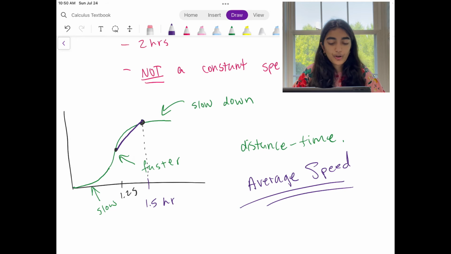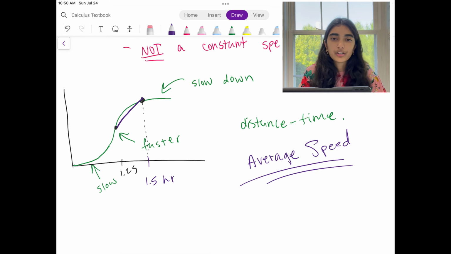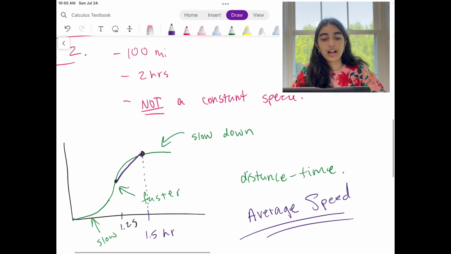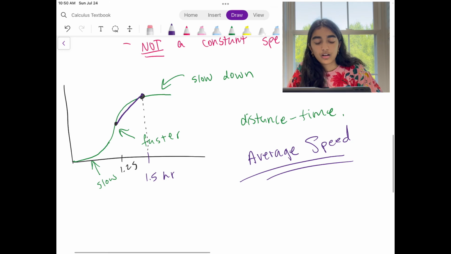So the slope of the line connecting those 2 points is the average speed, regardless of whether the overall behavior is constant or not. That's what we mean when we talk about average speed. But in this case, when we're asking how fast is it going at 1.5 hours, we are only looking at 1 point.